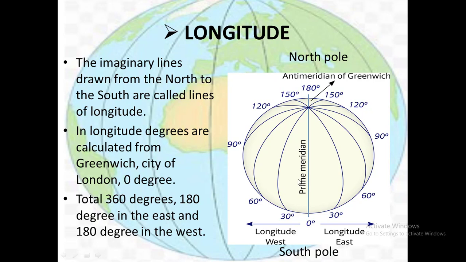Dear students, this diagram is also of our earth. But in this diagram, the position of lines is different. Here, lines are drawn from upward to downward. Or you can say these lines join the North Pole to the South Pole. The imaginary lines drawn from the North Pole to the South Pole are called lines of longitude.